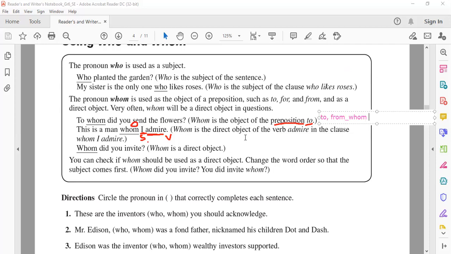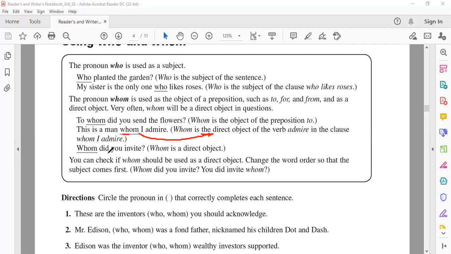The other situation we have is a direct object. You are having a sentence and you have a verb and a subject, but you don't know who is the object. Then I will put whom, and it will be considered a direct object. This is a man whom I admire. Admire whom? So I will put whom right here instead of the name of that person. Whom is the direct object of the verb admire in the clause whom I admire.